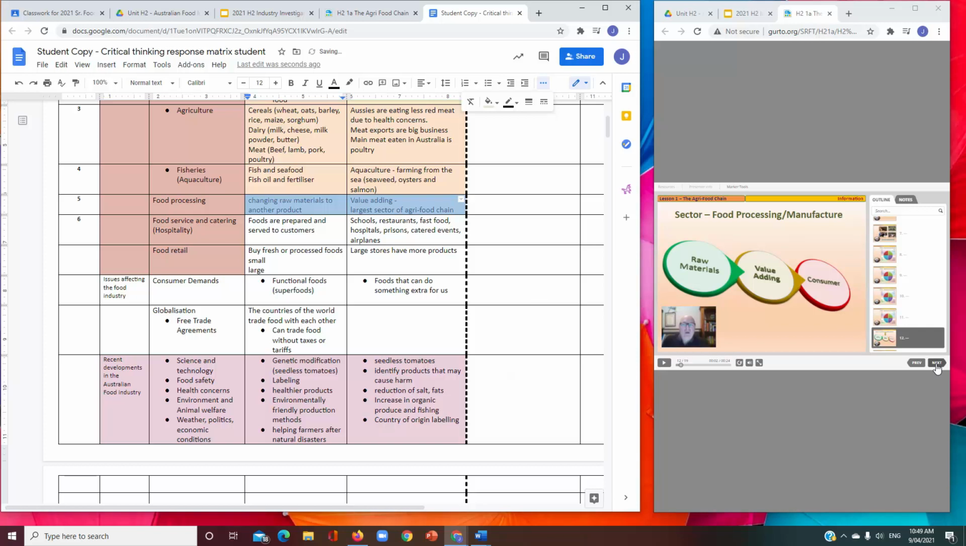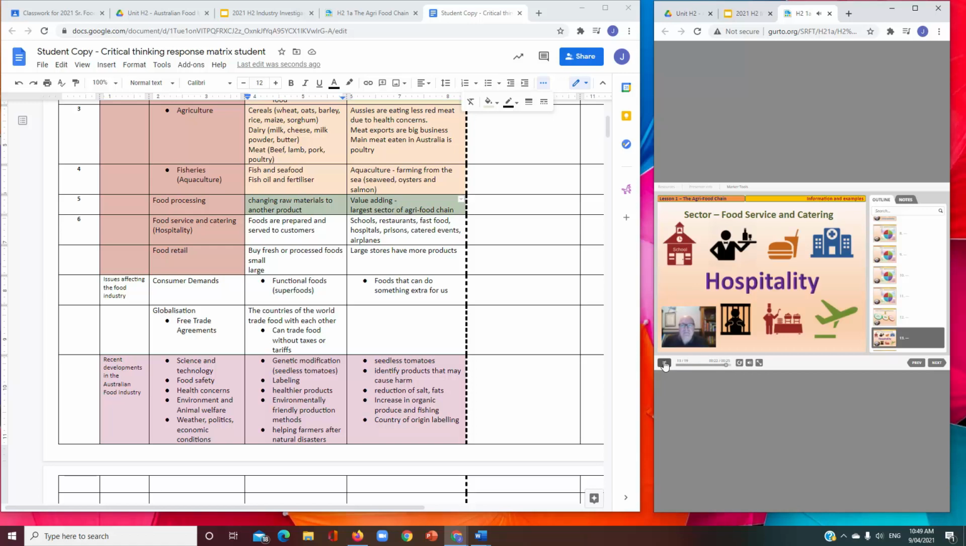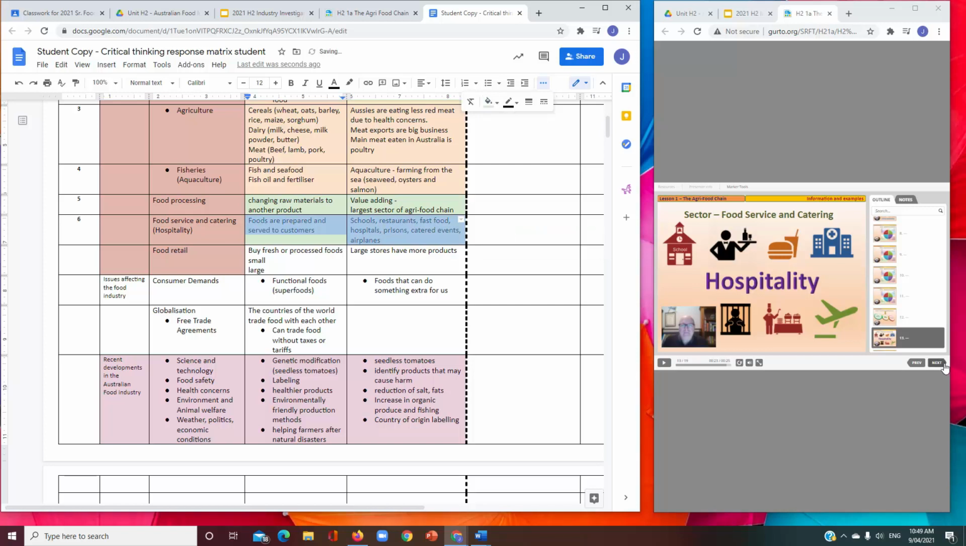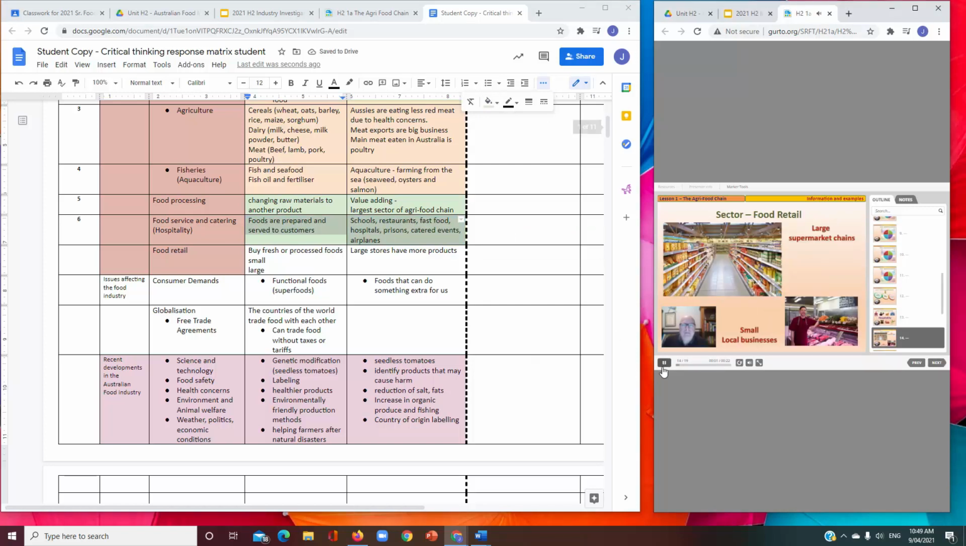The next slide is about food service and catering, and that information is here. We're going to type that in there. The next one is about the retail sector, so we put that information in.